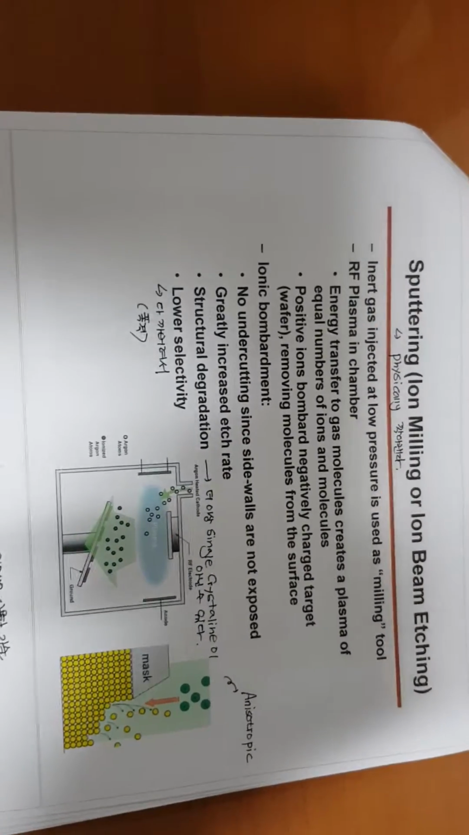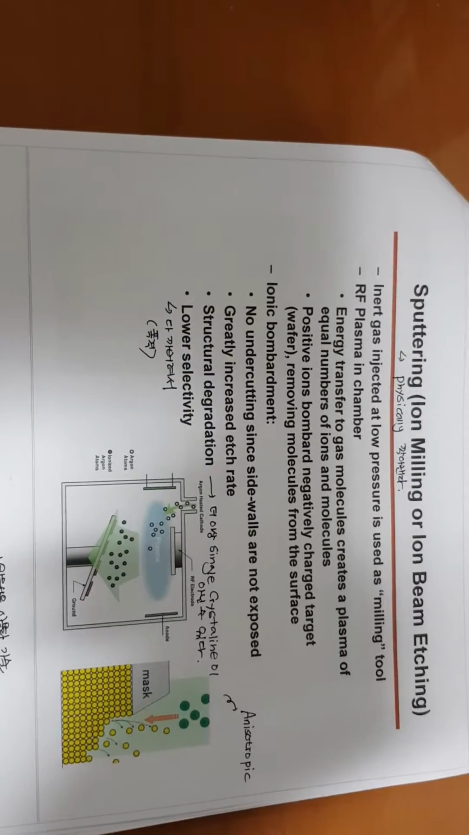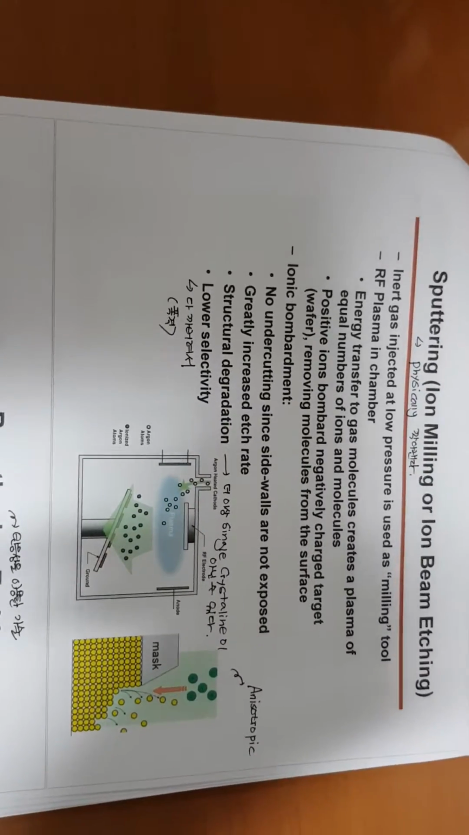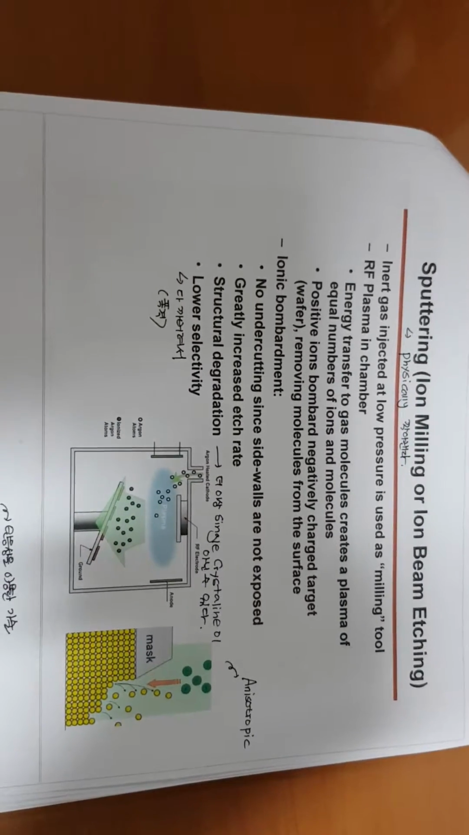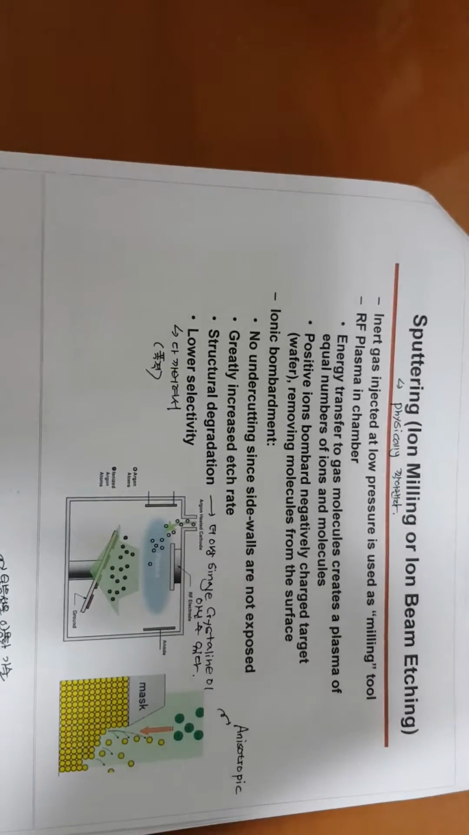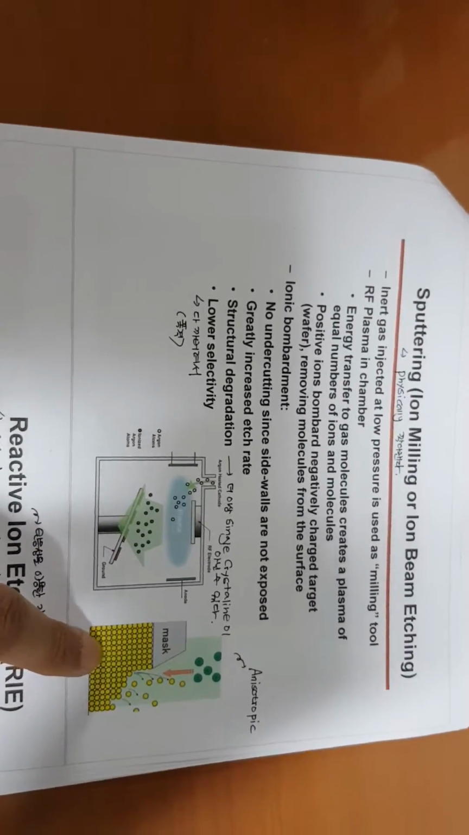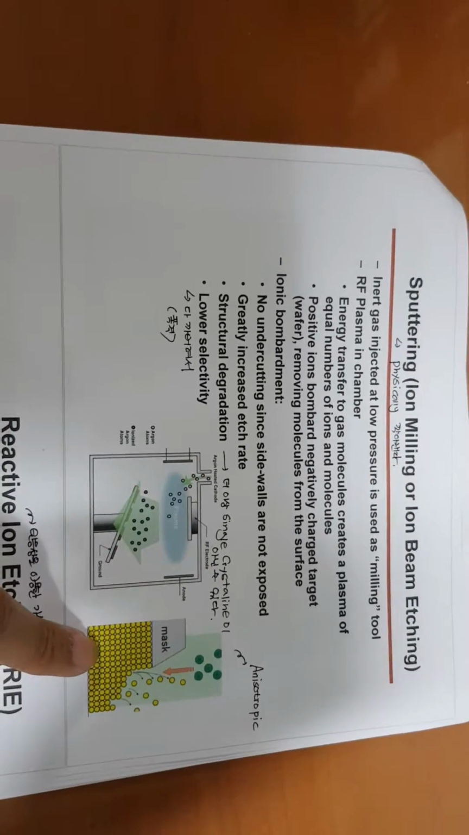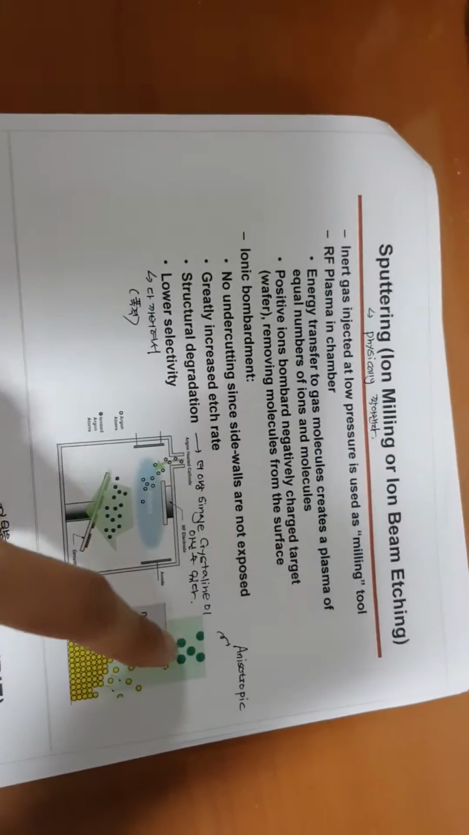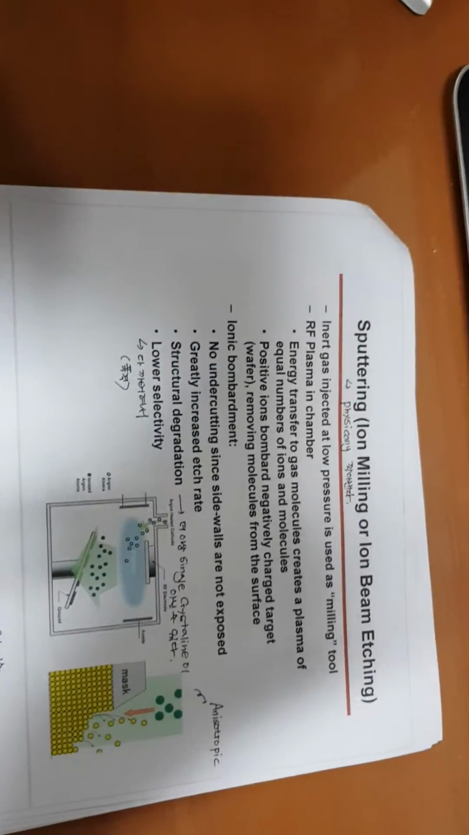And next, I would like to introduce sputtering. Inert gas injected at low pressure is used as a milling tool, and there is RF plasma in the chamber. Here, energy transfer to gas molecules creates plasma of equal numbers of ions and molecules. Positive ions bombard a negatively charged target, such as a wafer, removing molecules from the surface. For ionic bombardment, there is no undercutting since side walls are not exposed, a greatly increased etch rate, structural degradation, and lower selectivity, because it removes material that we don't want to remove.